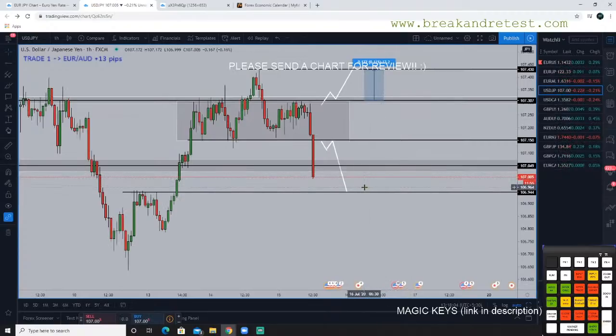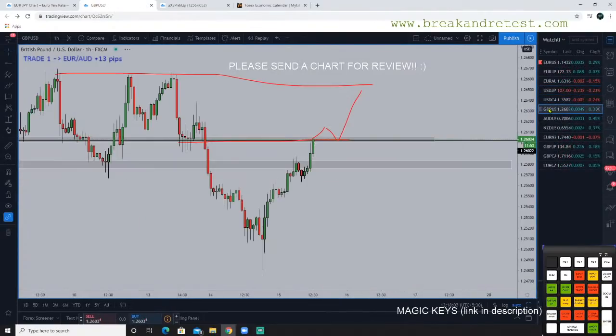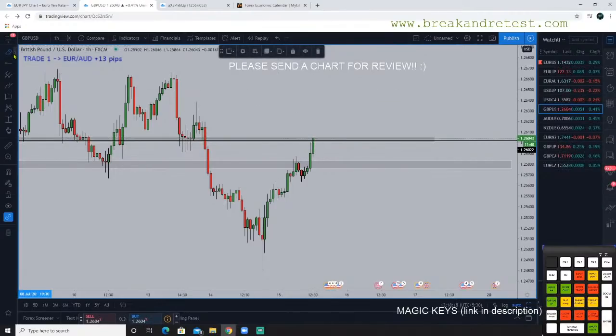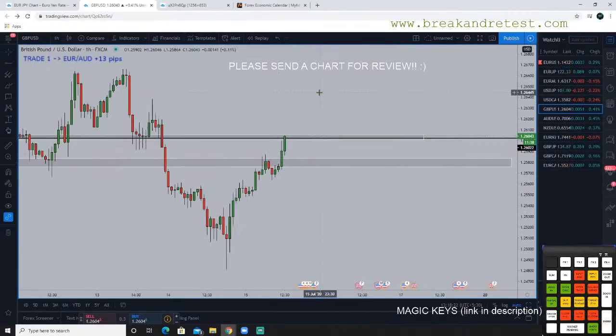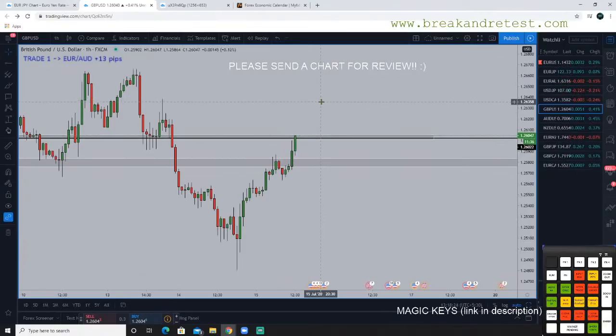USD/JPY is melting down. It's not waiting for anything. Let's see, maybe GU is going to give us a setup right now. Let's wait for GU.